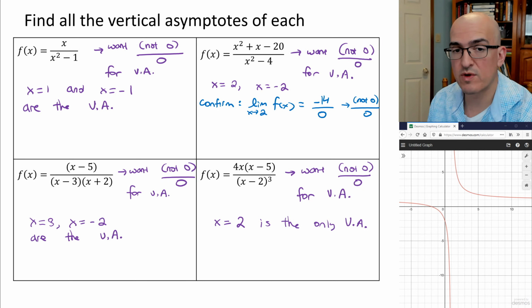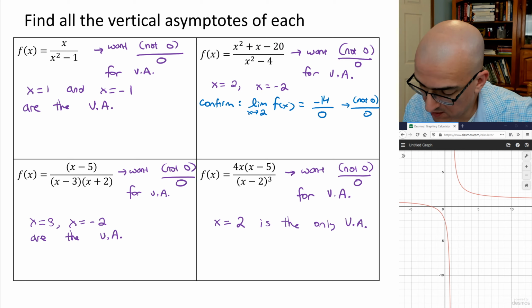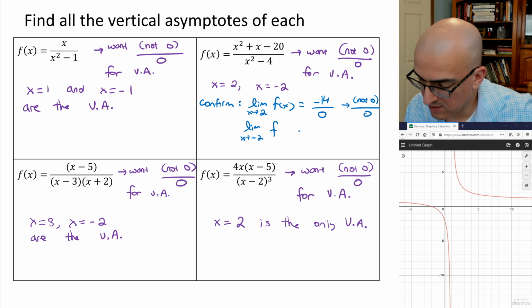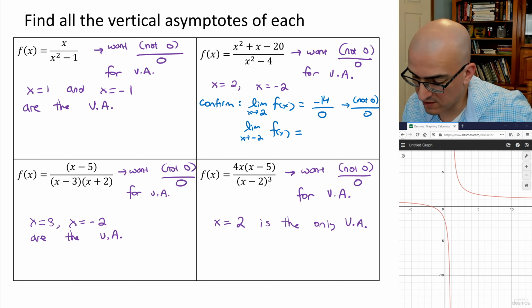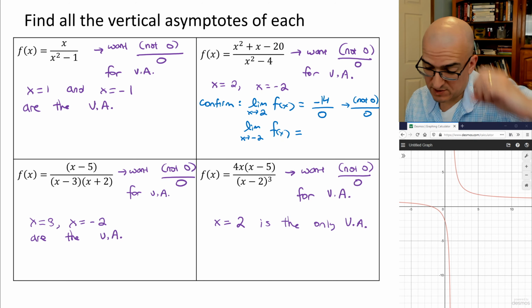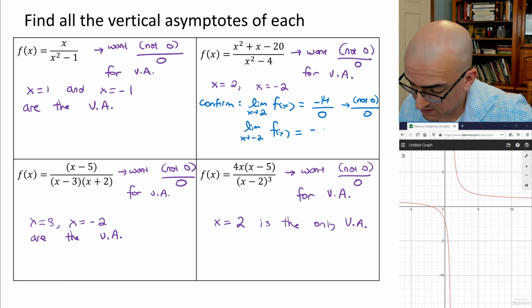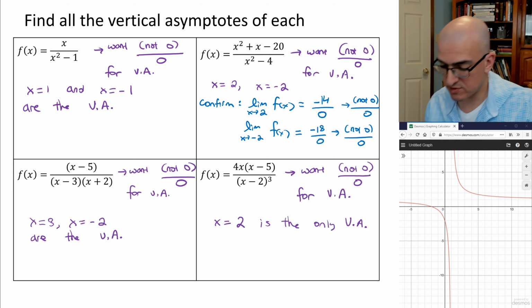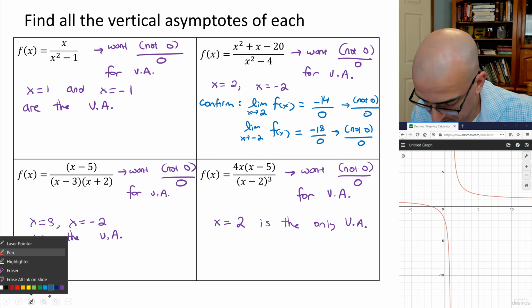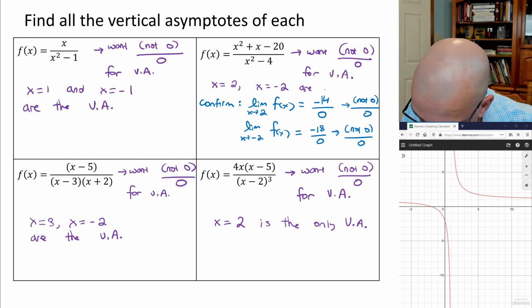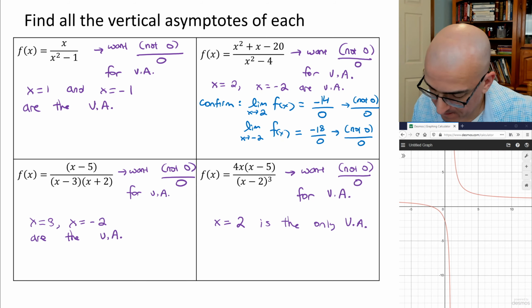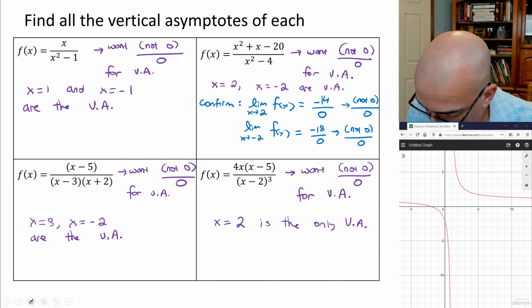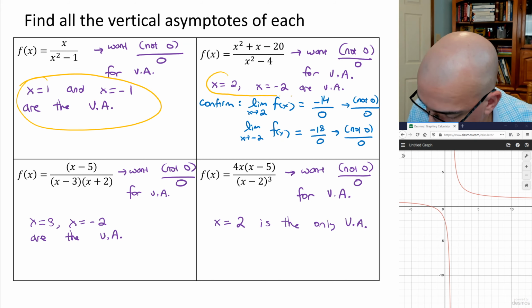So that one's good. And we can confirm the limit as x approaches -2 of f of x. So we have 4 minus 2, so 2 minus 20, minus 18 over 0, which is also not 0 over 0. Okay, so those are the two solutions. So I'm going to circle the answer for each of these, and I go to the next set of examples.